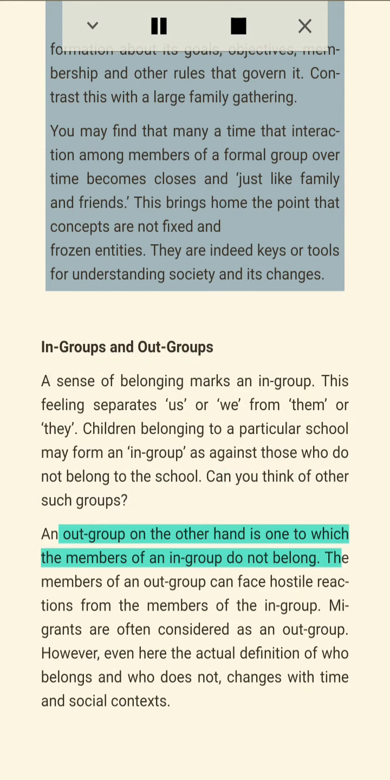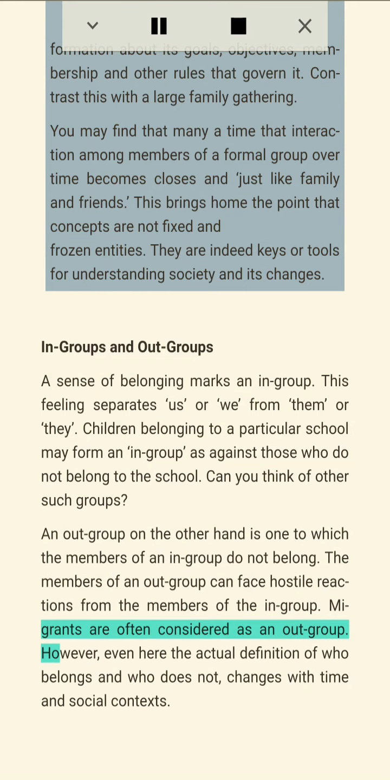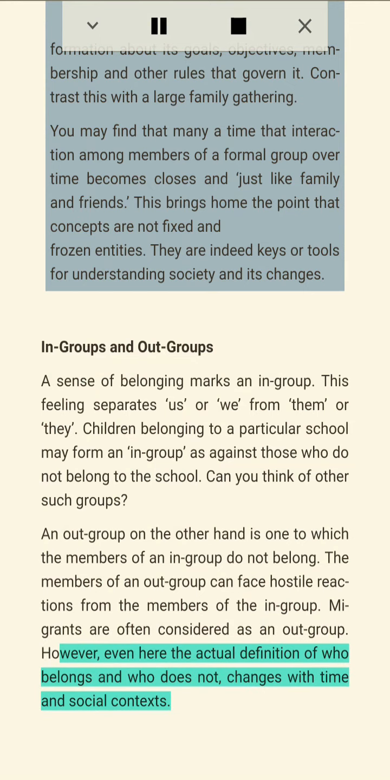An out-group, on the other hand, is one to which the members of an in-group do not belong. The members of an out-group can face hostile reactions from the members of the in-group. Migrants are often considered as an out-group. However, even here the actual definition of who belongs and who does not changes with time and social contexts.